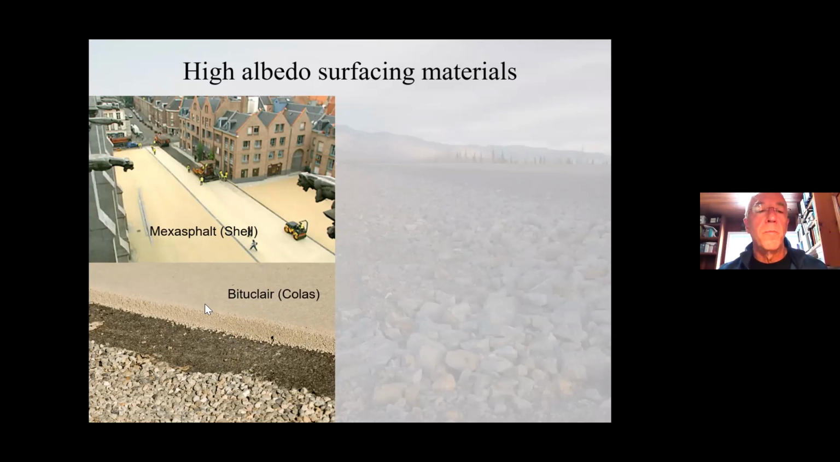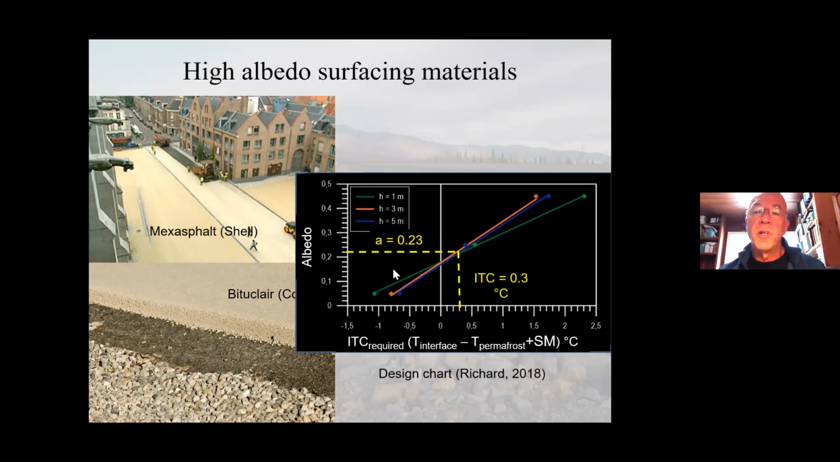So it's maintenance-free asphalt, very effective in keeping the surface cold. And this is an example where you can use the ITC, the index I referred to earlier, to design the albedo of a surface for a given context.